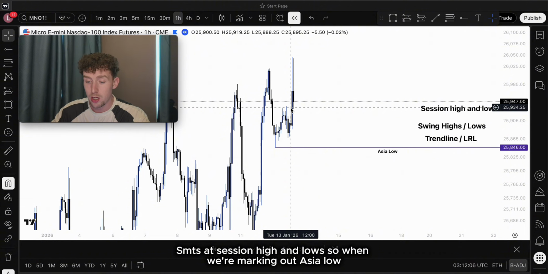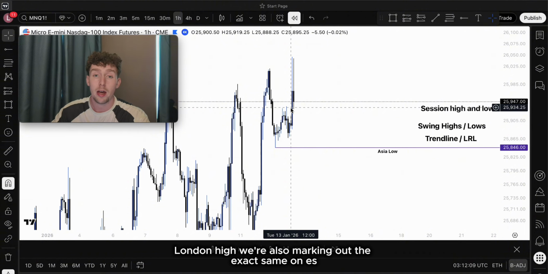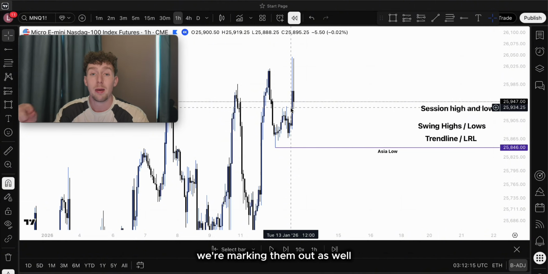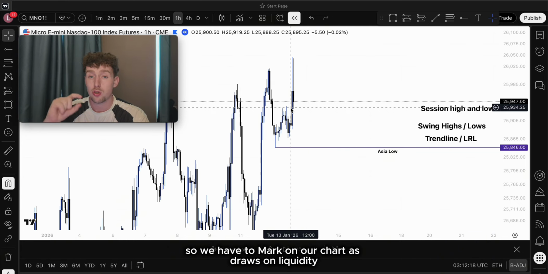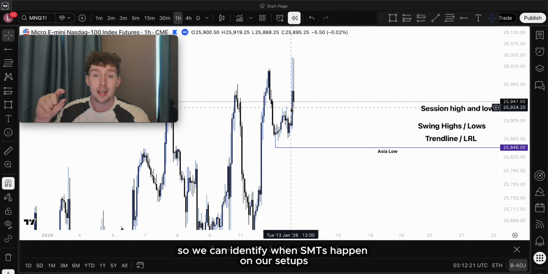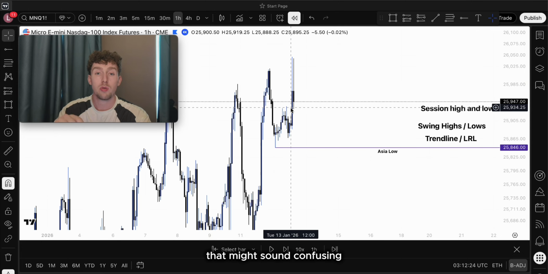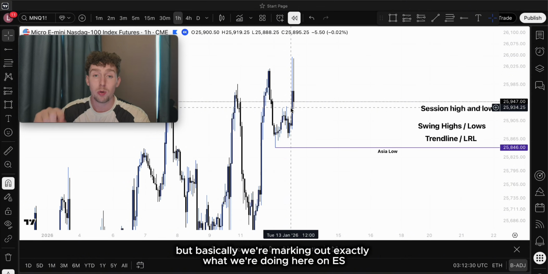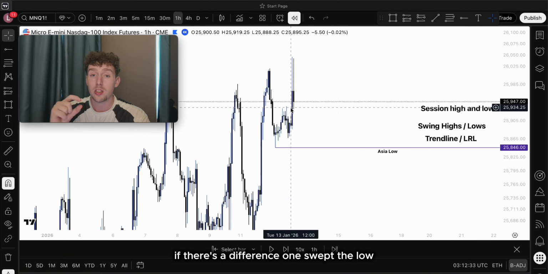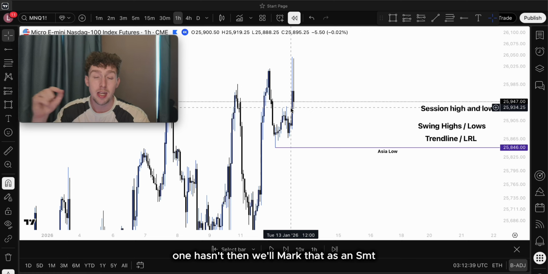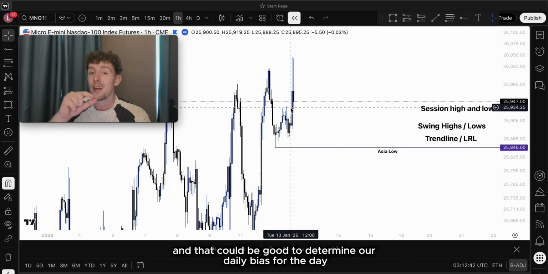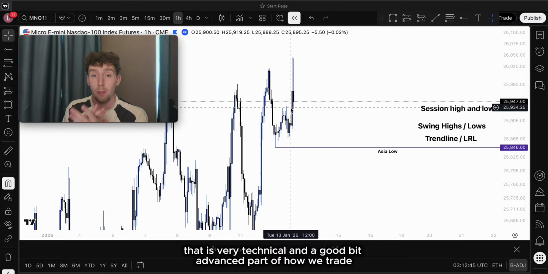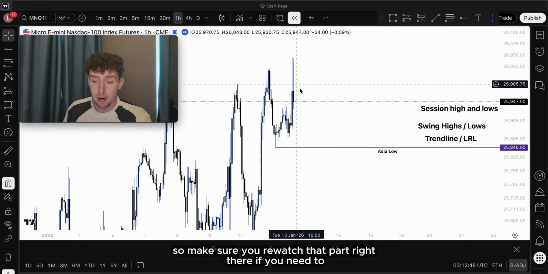So when we're marking out Asia low, Asia high, London low, London high, we're also marking out the exact same on ES. So S&P, as we've talked about, we're marking them out as well. So we have them marked on our chart as draws on liquidity, so we can identify when SMTs happen on ourselves. That might sound confusing. Rewind that and listen to it a few times if you need to understand what that means. But basically, we're marking out exactly what we're doing here. On ES, if there's a difference, one swept the low, one hasn't, one has swept Asia low, one hasn't, then we'll mark that as an SMT, and that could be good to determine our daily bias for the day. That is a very technical and a good bit advanced part of how we trade, so make sure you rewatch that part right there if you need to.